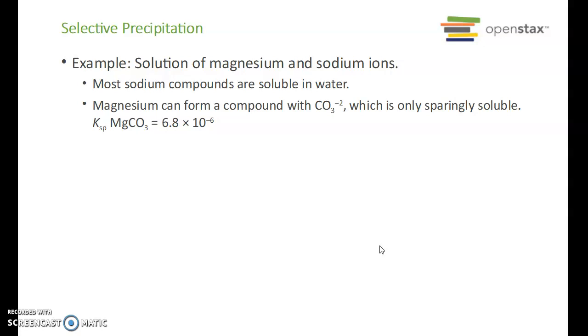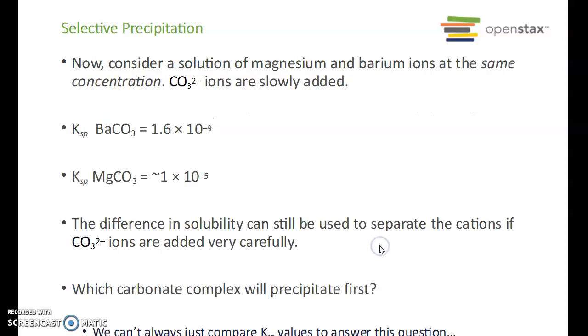Most sodium compounds are soluble in water. Magnesium can form a compound with the carbonate ion, but it's only sparingly soluble. The Ksp for that is 6.8 times 10 to the minus 6th. Now, if you were to add barium ions at the same concentration, and the carbonate ions are slowly added, that is much less soluble than magnesium carbonate. The difference in solubility can be used to separate the cations if carbonate ions are added very carefully.